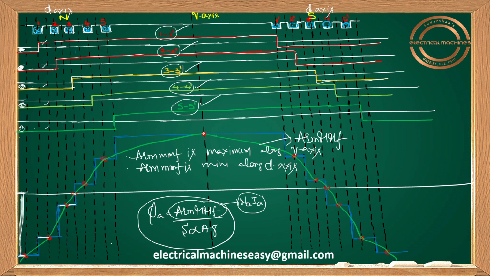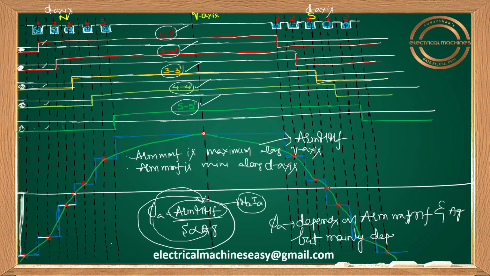Now here is my question for you. Tell me, armature flux equals armature MMF divided by reluctance, where reluctance depends on the air gap. That means armature flux depends on the air gap as well as the armature MMF. Tell me, is armature flux mainly affected by armature MMF or air gap? It depends on both armature MMF and air gap, but mainly on the air gap. That is very important, you should not forget it. Please try to remember these points.